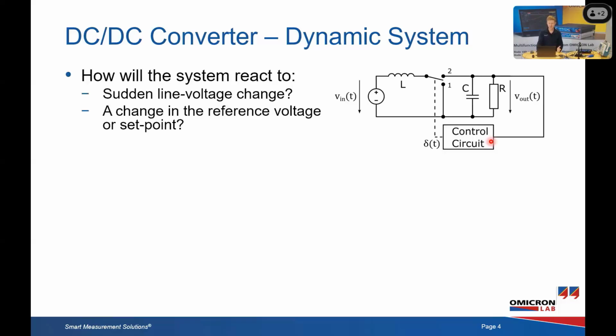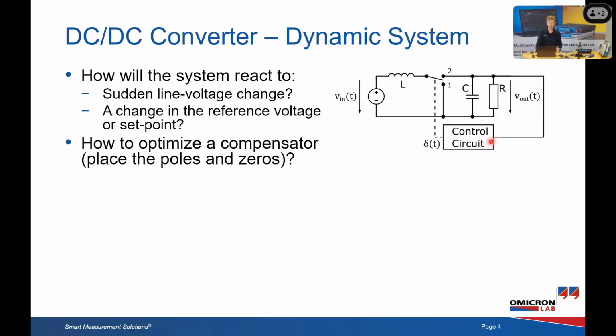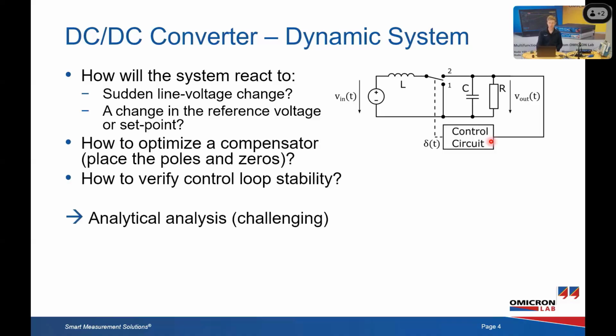But the idea is that we have a dynamic system that can react to sudden line voltage changes, or to changes in the reference voltage or the set point. If you think of an inverter, it's basically a switching converter that follows a sine wave. Also in the PFC, the inner loop follows the sine wave so that the current matches a sine wave input current. And the question often arises: how can we optimize a compensator? How can we place the poles and zeros of the compensator's transfer function to achieve a stable system? Or how can I verify control loop stability in such a system?